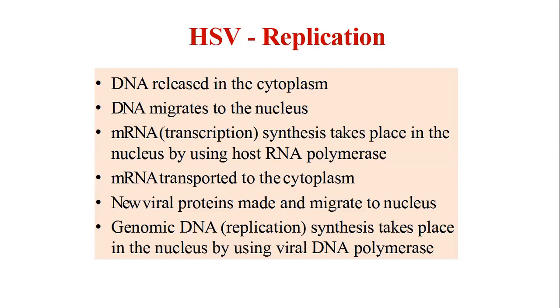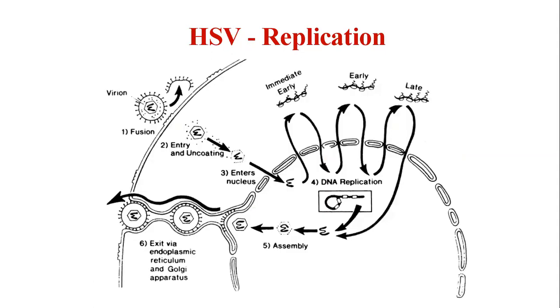Then after synthesis of mRNA, or after transcription, mRNA will come out again to the cytoplasm and will go for protein synthesis. And when they have synthesized protein, then within the nucleus, the viral DNA will replicate using the machinery of the genomic DNA, and they will come out, assemble with the proteins, and will produce a new virus. So this picture will clearly indicate how HSV replicates.